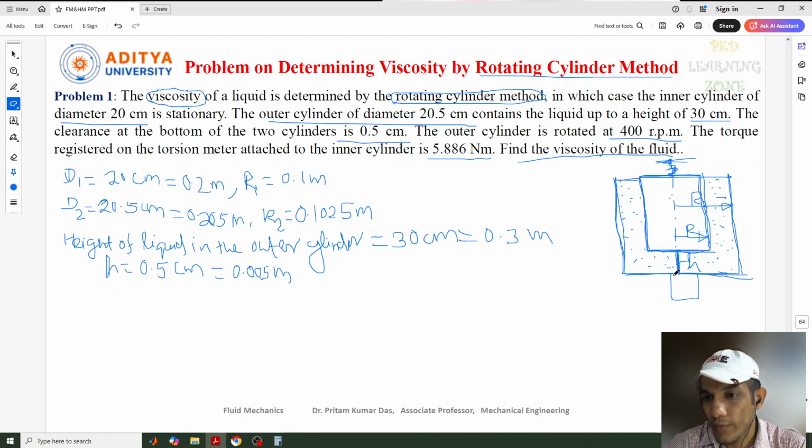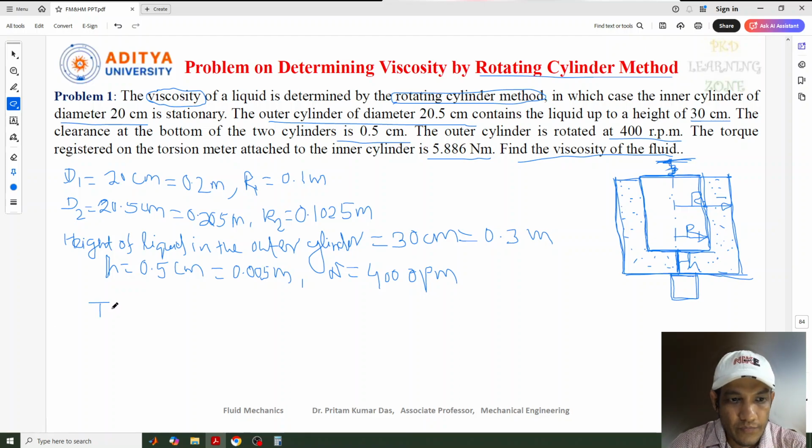The outer cylinder is rotated, so this cylinder is going to be rotated. Here a shaft or a pulley will be connected so that this outer cylinder starts rotating, with a speed of n equal to 400 rpm. The torque registered on the torsion meter attached to the inner cylinder: as I told, a torsion spring is attached to this inner cylinder. Here the torque is given as 5.886 Newton meter, and we need to find the viscosity of the fluid.